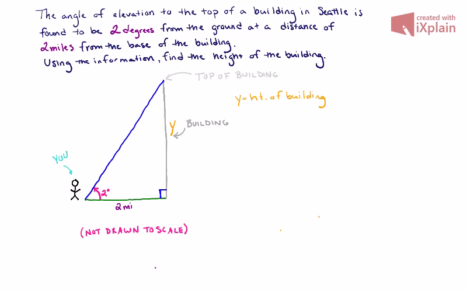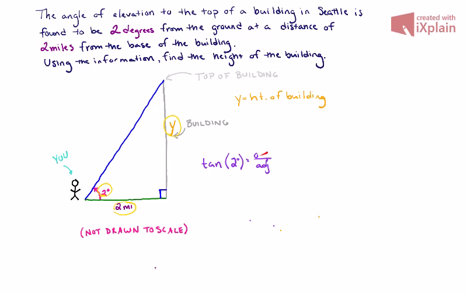So now let's see what information we do have. We have an angle. We have a side that's adjacent to that angle, and we want to find a side that is opposite of the angle. So what I'm thinking is that the best trig function to help us out here would be tangent, because we know that the tangent of 2 degrees is going to be opposite over adjacent.